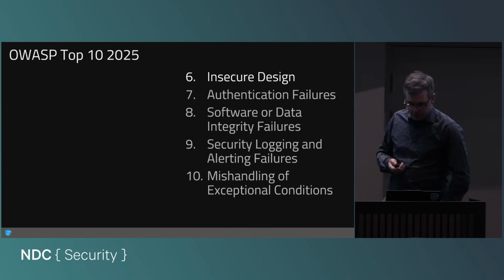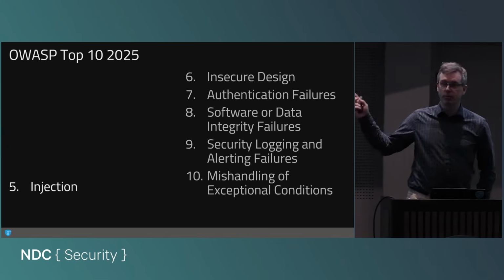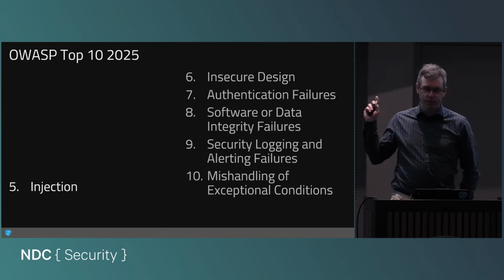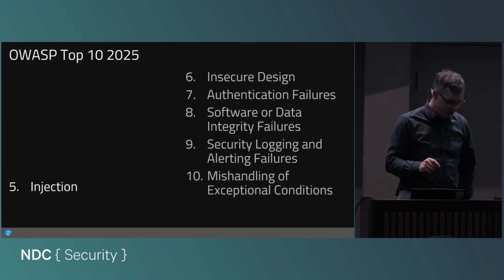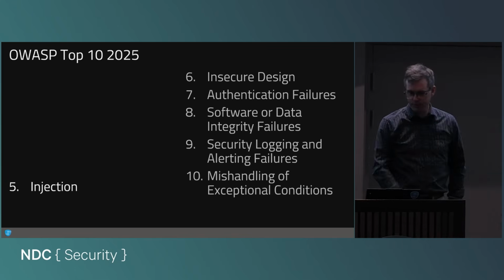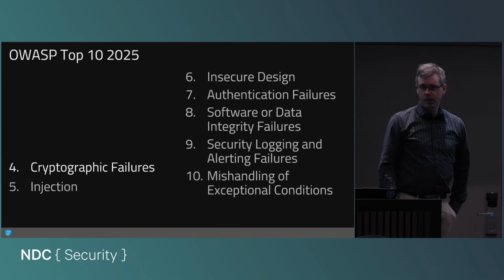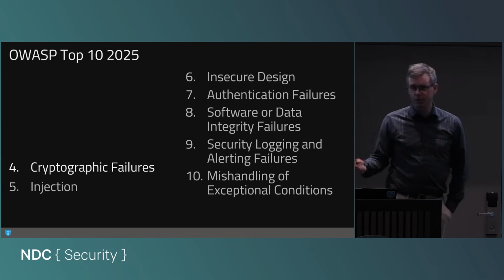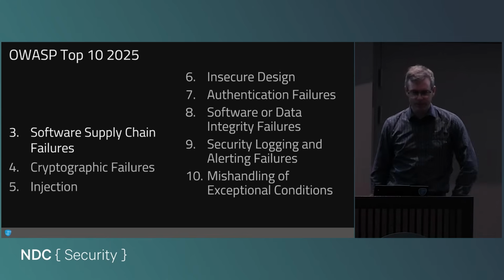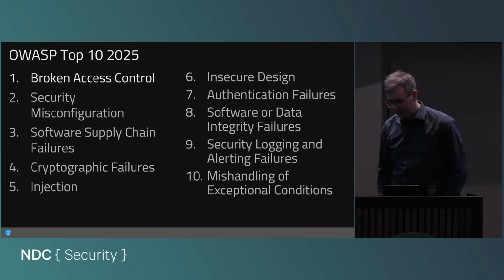I'm also happy to see that in the 2025 edition, injection has dropped to number 5. It was injection, and specifically SQL injection, was number 1 for far too many years. It's finally pushed down to number 5. Number 4, cryptographic failures. Using crypto wrong. I mean, how hard can it be? 3, software supply chain failures. That is coming more and more. Number 2, security misconfiguration. And number 1, broken access control.